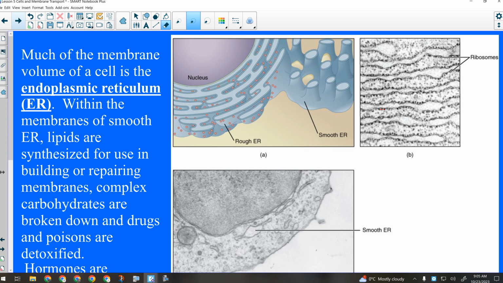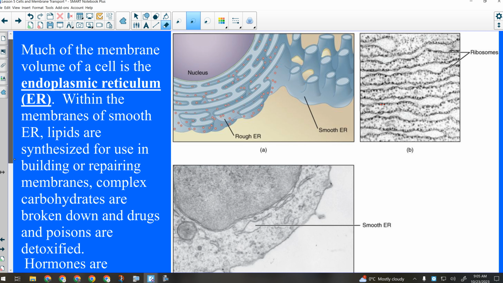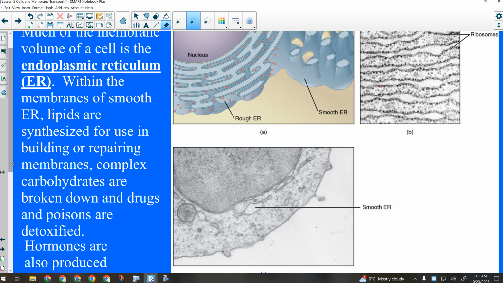Okay, so talking about what the ER does. All right, the rough ER just transports protein. It's got ribosomes all over it. The ribosomes are always making protein. The rough ER's job is to transport that protein. The smooth ER, on the other hand, has lots of jobs. And that's why I said no cell diagram ever does justice to how much smooth ER there is inside of a cell. It fills up a lot of the cell, you just don't see it.